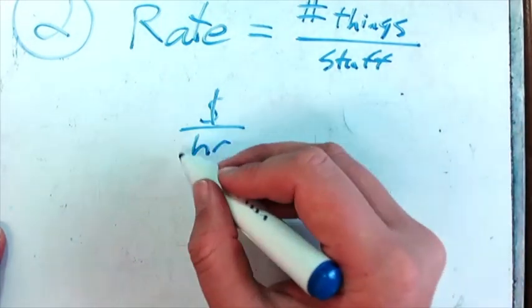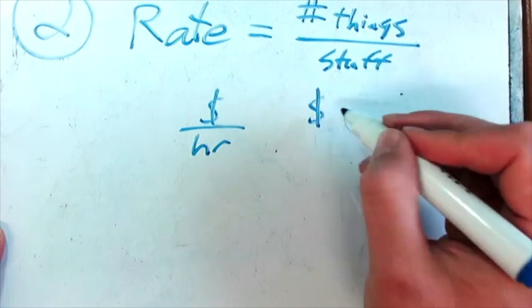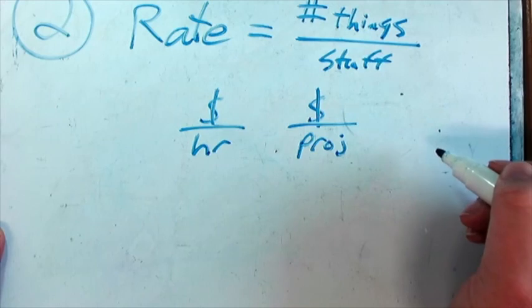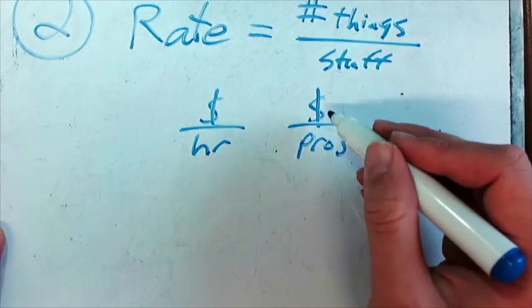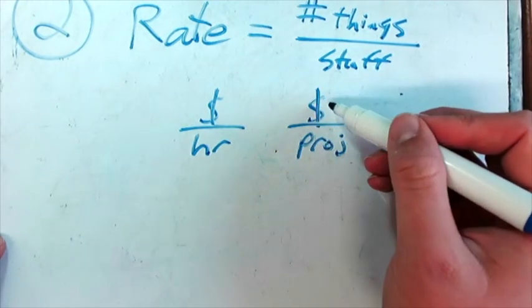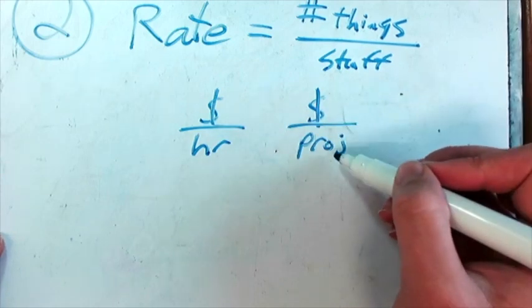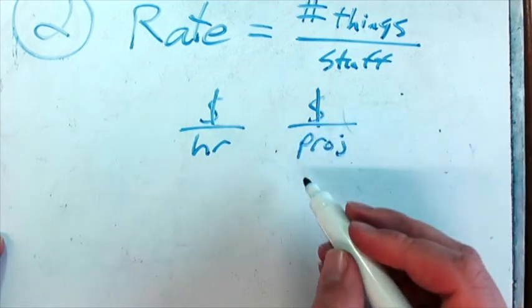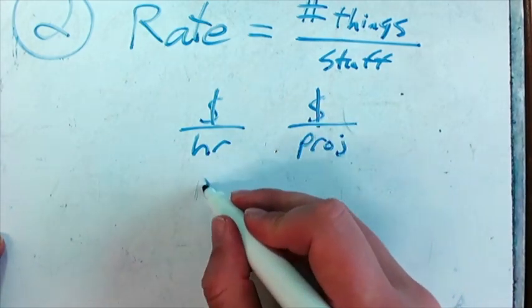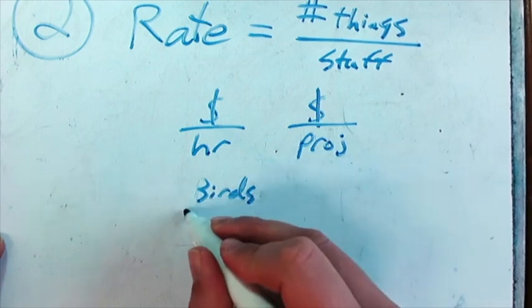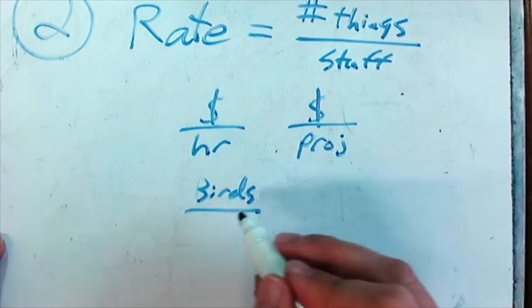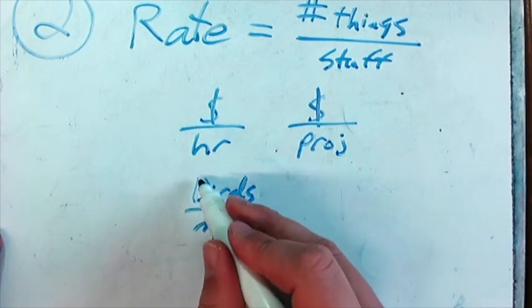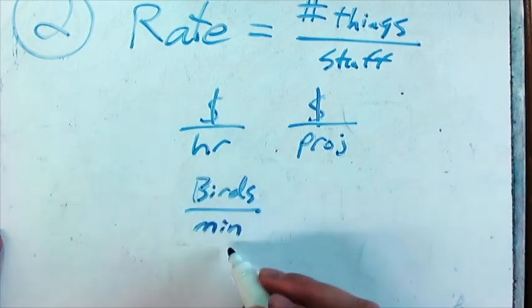However, maybe if it's not time, you can have dollars per project. Well, if I have 3 projects and I make this much money, then I can have this many dollars per project. You can see how that's not time, that's a different thing. I could also have like birds. I could be counting birds, and then I could have birds per minute. Right, that makes sense. How many birds did you see in a minute? And it would be like 6 birds per minute.